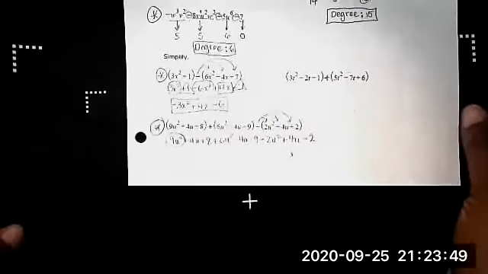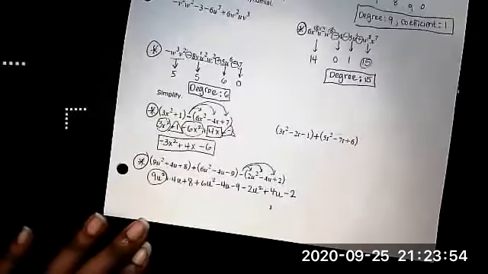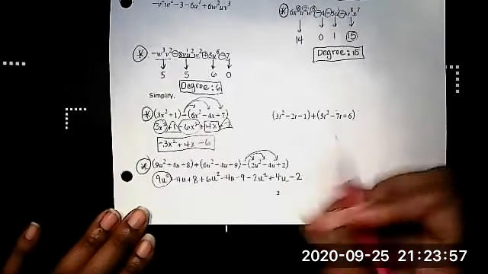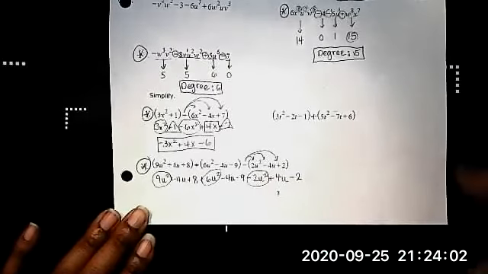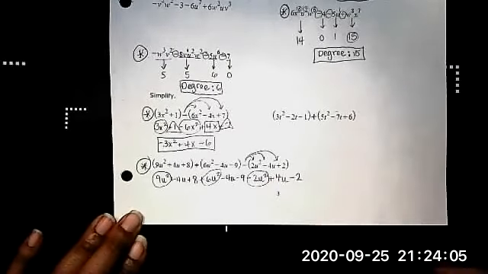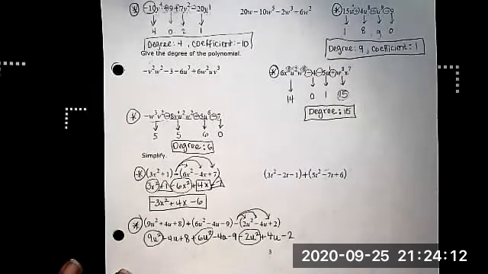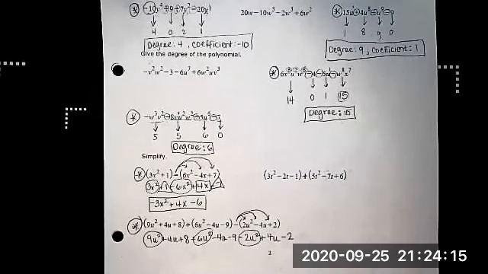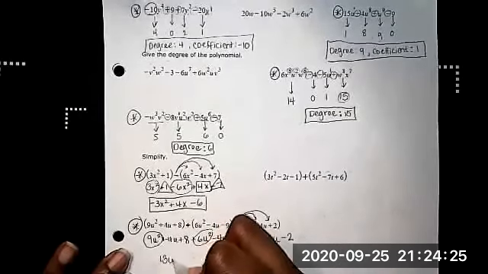9u squared, then we'll have plus 6u squared minus 2u squared. So all of those have the u squareds on them. That's why we're combining those. So 9 plus 6 minus 2 becomes 13. So that would be 13u squared.